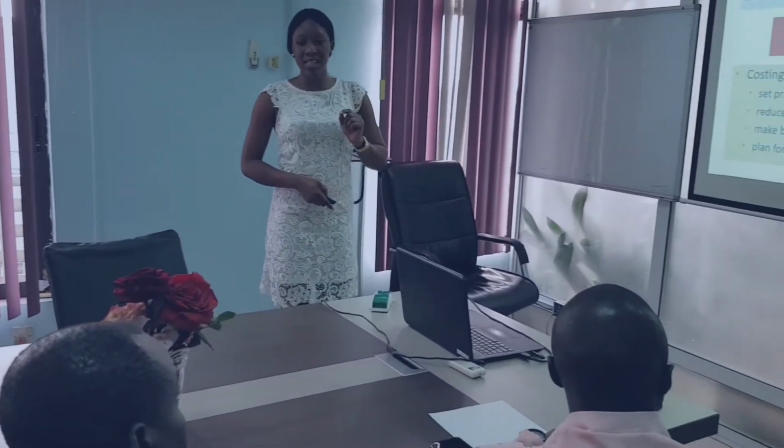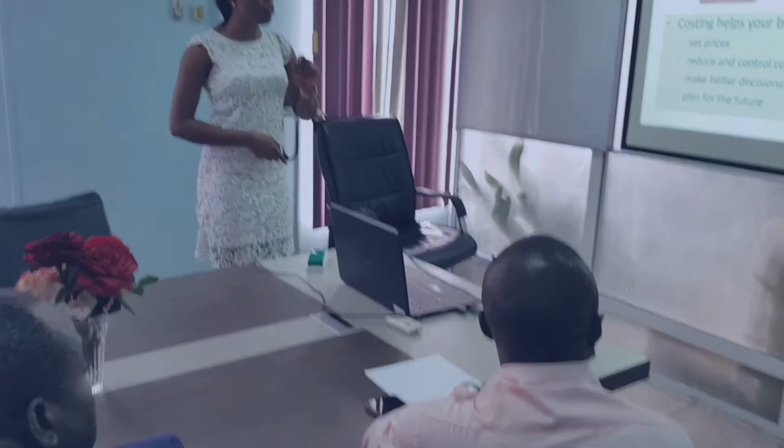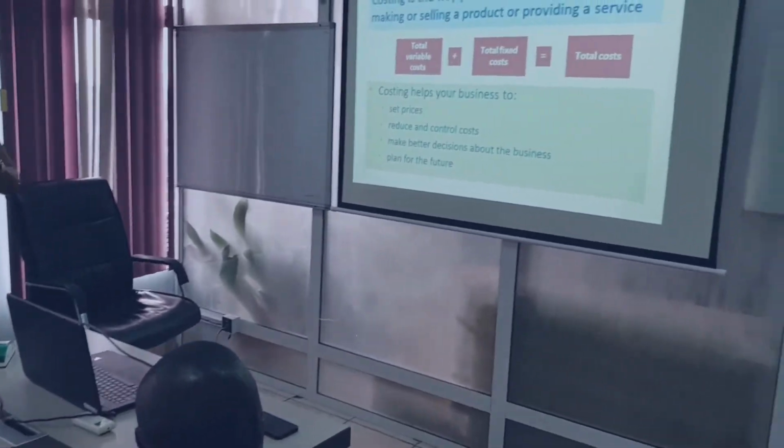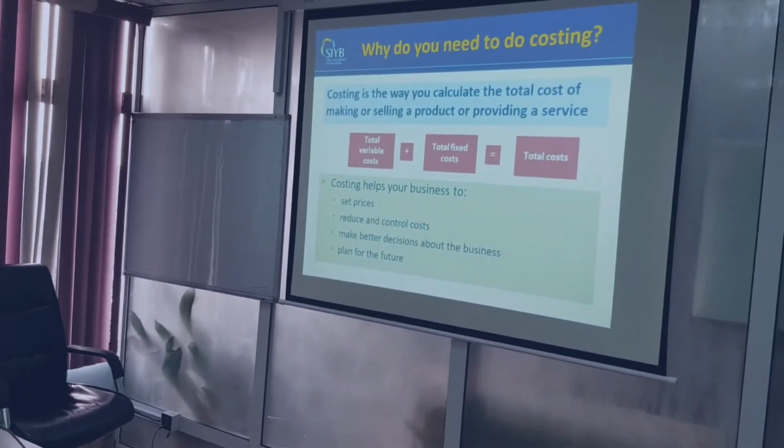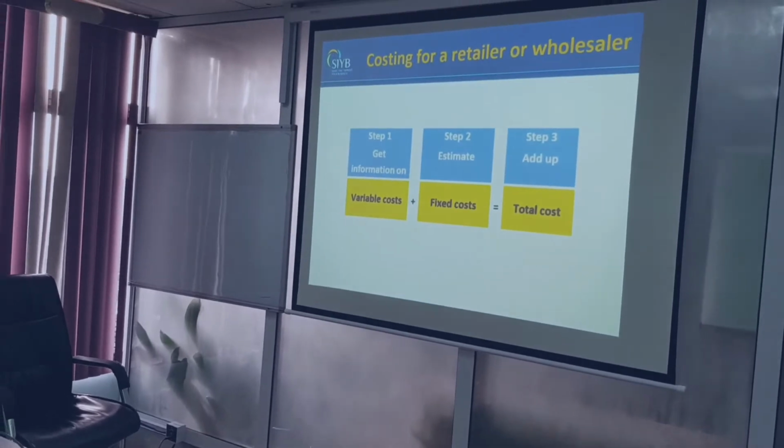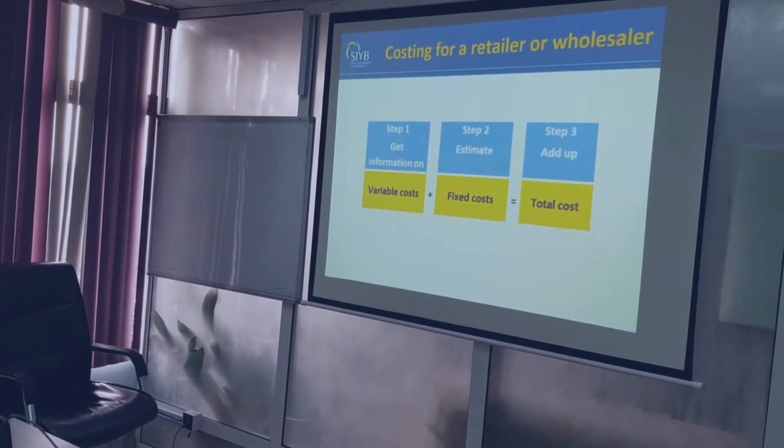Most businesses go under because people don't even know how to cost their products. When they start doing business, they sell without knowing how much they are spending or whether they are making profit. At the end of the day, within two months the businesses are folded up. So costing is an important element in starting your business. You have to know what you're producing, what your fixed cost is, what you need to change, and what needs to get better. I'll focus on costing for a retailer or wholesaler.